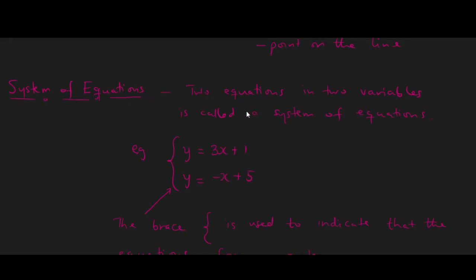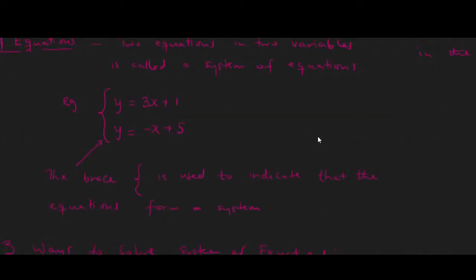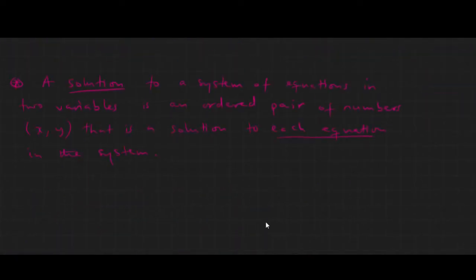That simply means that there are two equations in two variables. For example, we have the system y is equal to 3x plus 1, and y is equal to minus x plus 5. When the question is written this way, the brace used in the notation indicates that the equations form a system. Also, the solution to a system of linear equations in two variables is the ordered pair of numbers (x, y) that is a solution to each equation in the system.